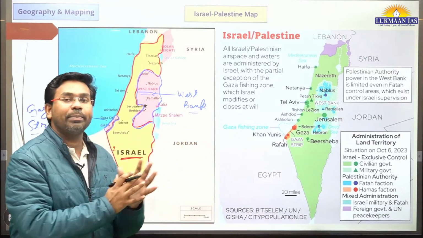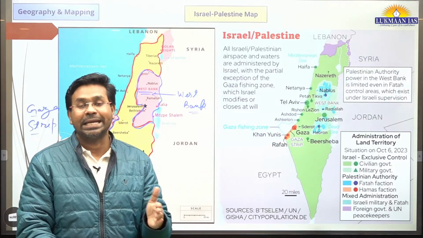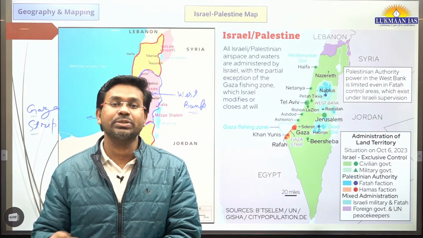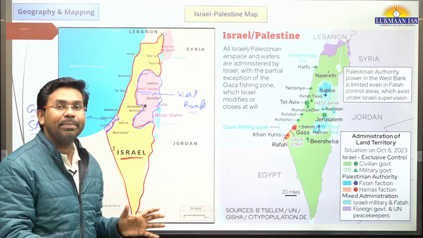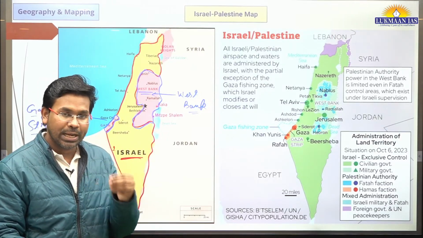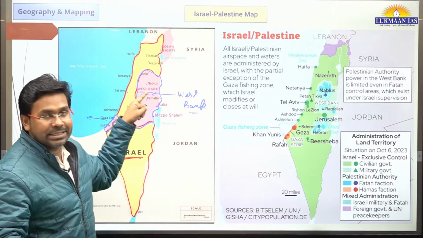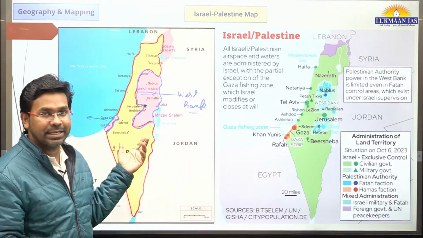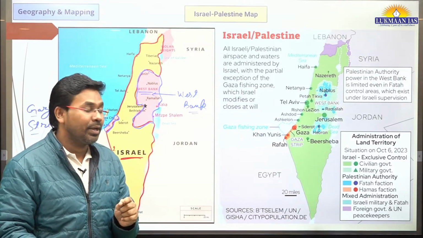The conflict between them goes deep into history. In 1917, there was a declaration by the UK government known as the Balfour Declaration, in which the UK government promised that it would help Jews create a national homeland for Jews in Palestine, alongside the Palestinian people. Then in 1948, Israel as a state came into being.